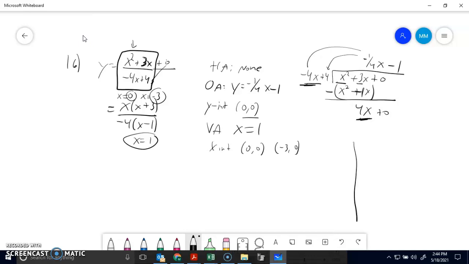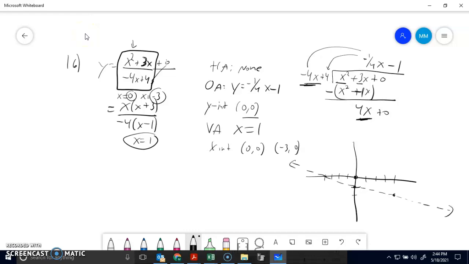So what this graph is going to look like is from negative 1, I'm going to go down 1 over 4. And I can go up 1 and back 4 as well. So that makes my oblique asymptote.